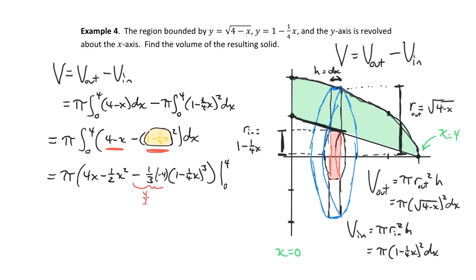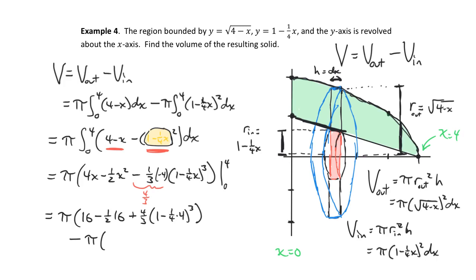We end up with pi. When x is 4, we'll have 4 times 4, which is 16, minus 1/2 of 4 squared, which is 16, minus, well, it's actually plus 4/3, is it not? Plus 4/3. Let's see here. And then we'll have 1 minus 1/4 times 4 quantity cubed. Now that's the first part of it. The second part, when we do this, we'll have minus pi times 16. Oops, excuse me, we've already done that part.